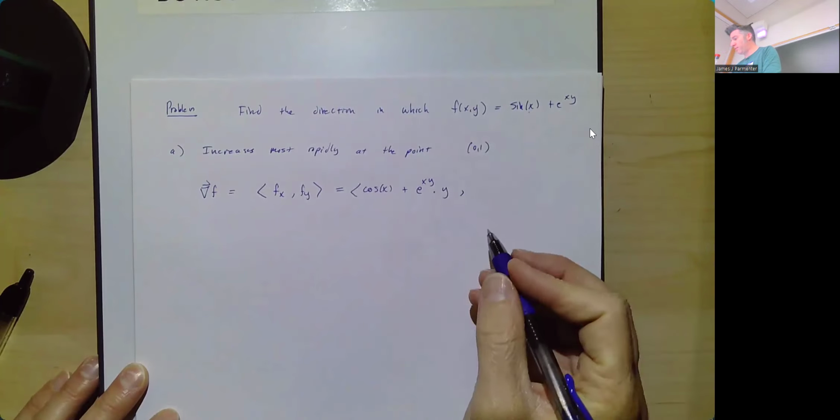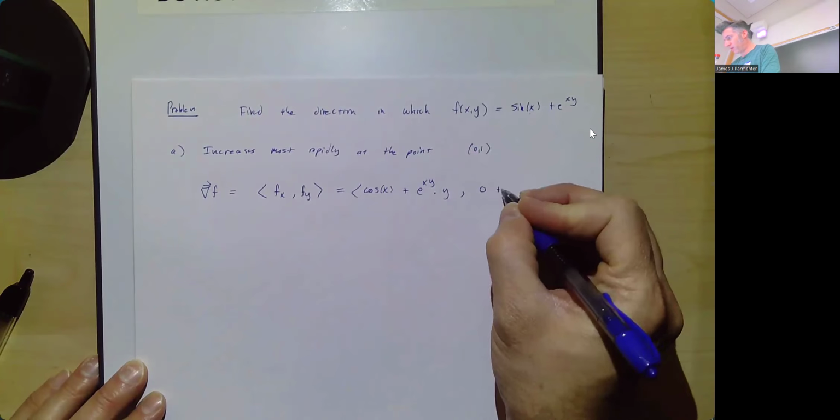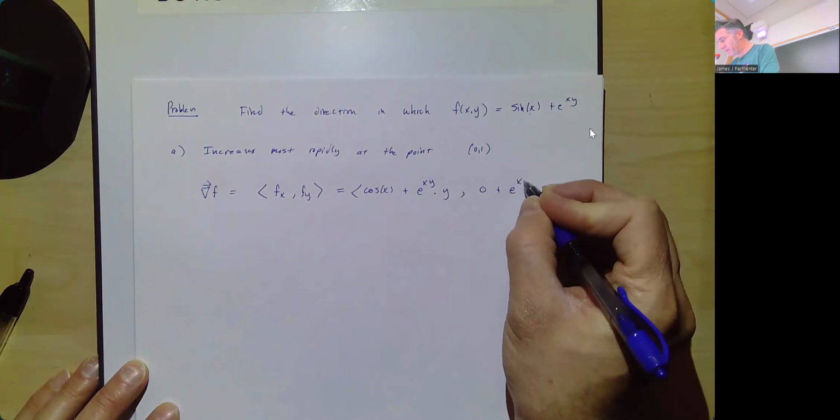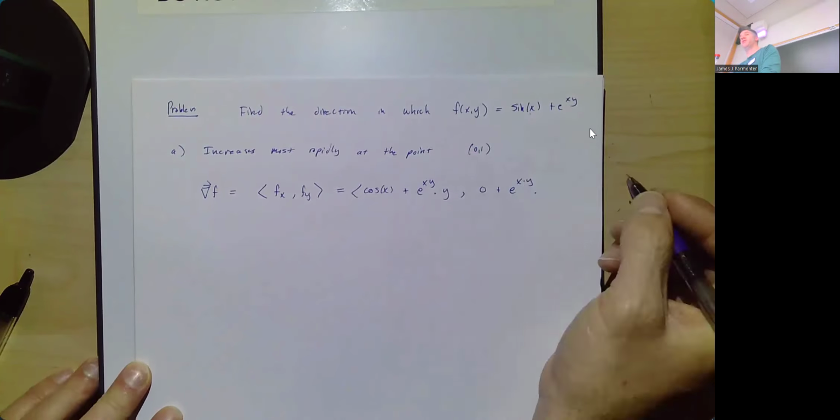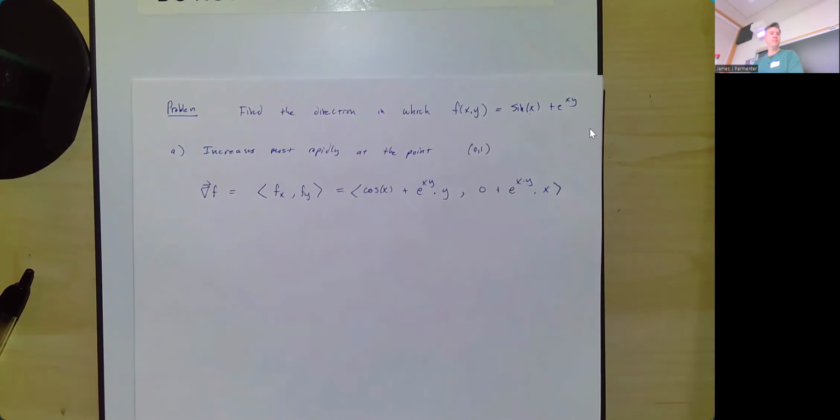Comma. Now the partial with respect to y. The derivative of sine of x is 0, and the derivative of e to the stuff is e to the stuff times the derivative of the stuff, and now the derivative of the stuff is exactly. And then we plug in the point.